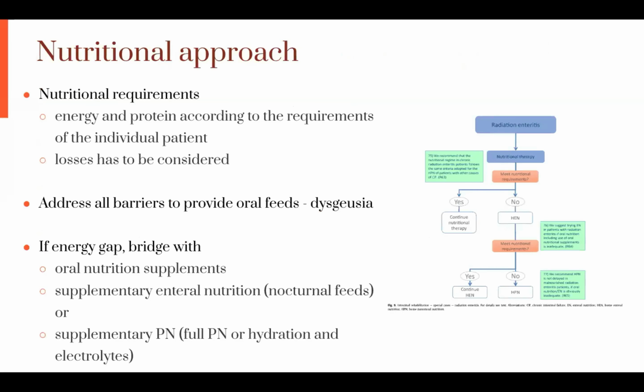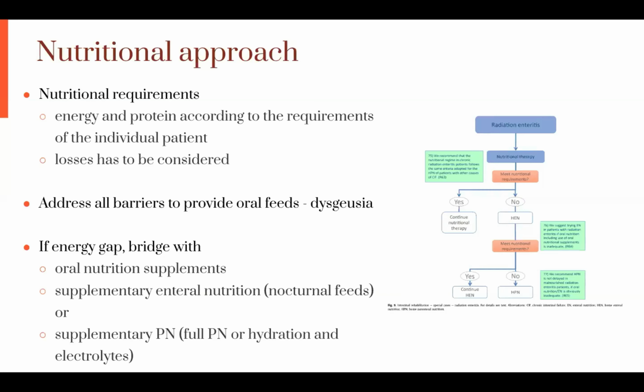The proper plan we have to make by looking into the nutritional requirements. So I can't give a number for you to say this much of energy, this much of protein. So energy and protein depends on the patient requirement. For example, most patients will be malnourished. So for malnourished patients, we can start with a higher energy and higher protein content, but keeping in mind the refeeding syndrome. And also, we have to remember there are a lot of losses.